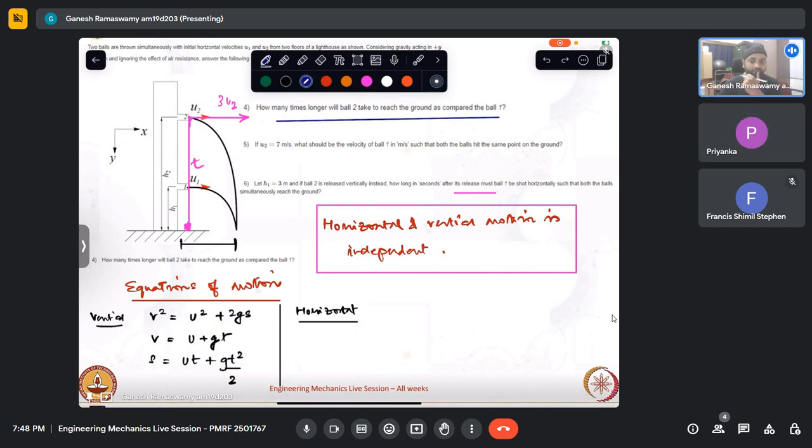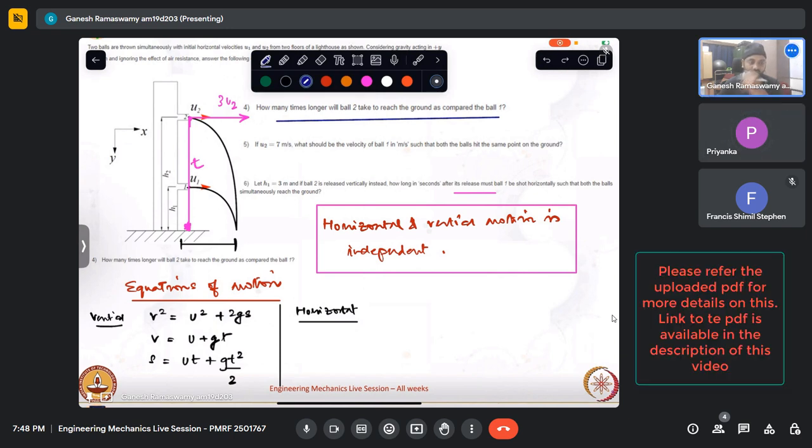If we impart a velocity, instead of dropping it, if we throw it, then we are imparting a velocity. Then we cannot equate both because this is not zero.